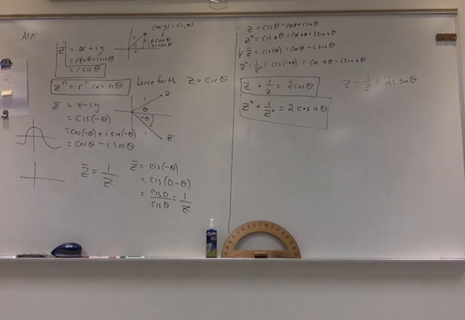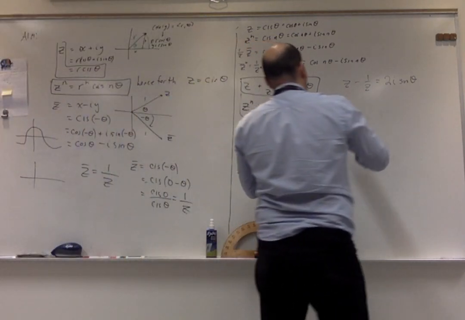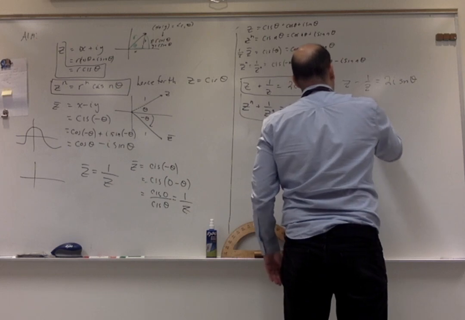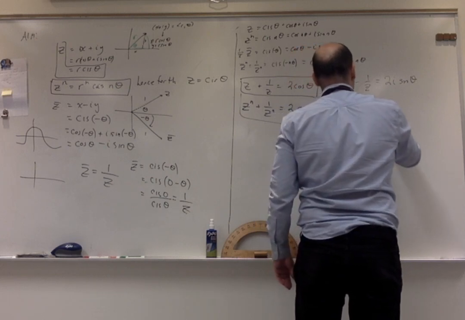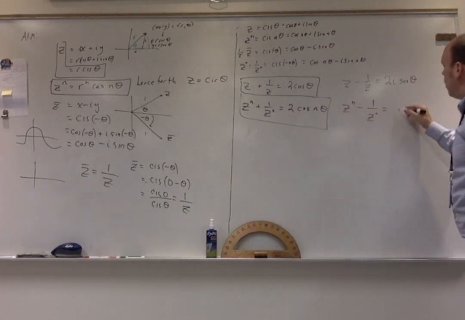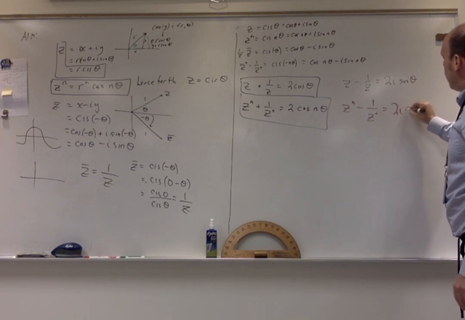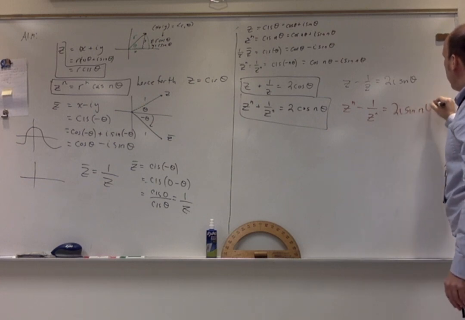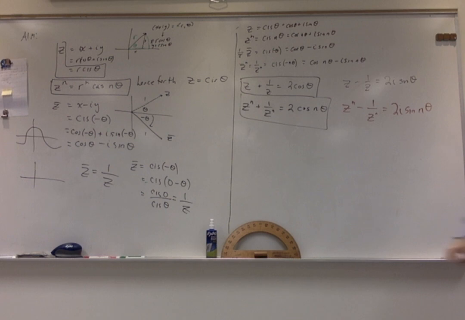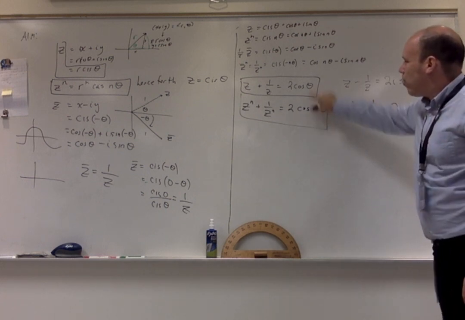We use brown. There you go. And we know that z to the n minus 1 over z to the n is equal to 2i sine n theta. Okay. Now, we're going to talk about cosine.